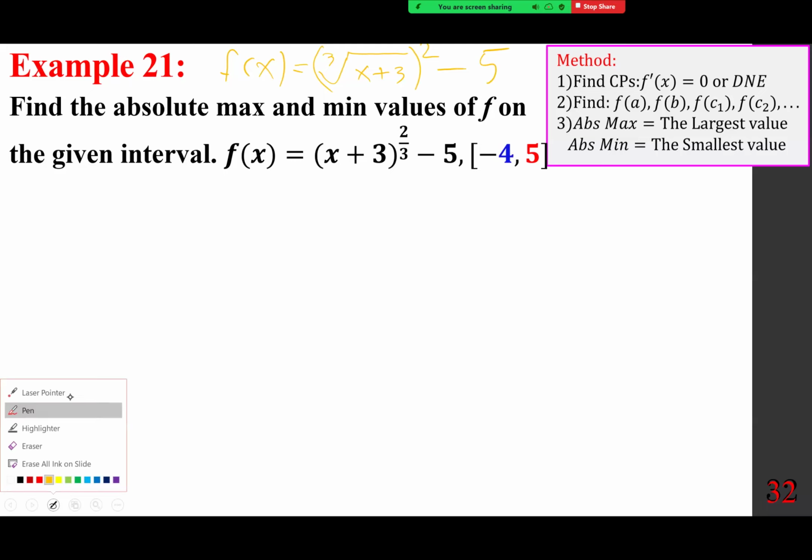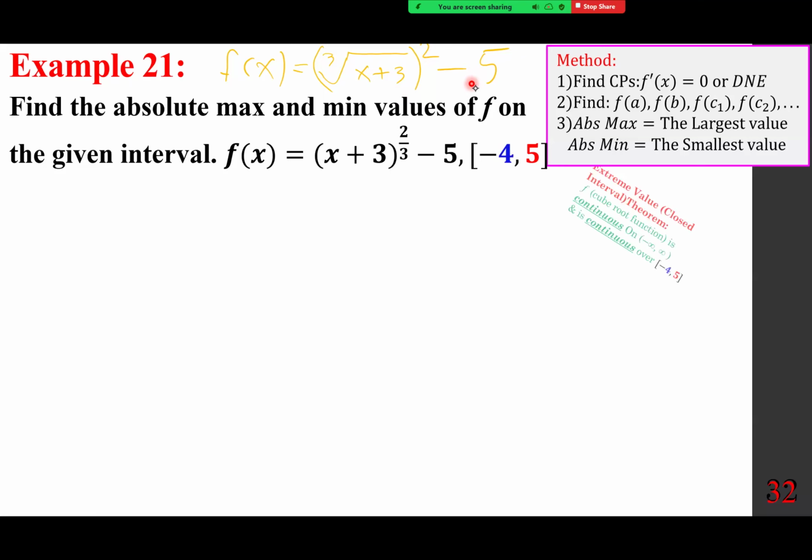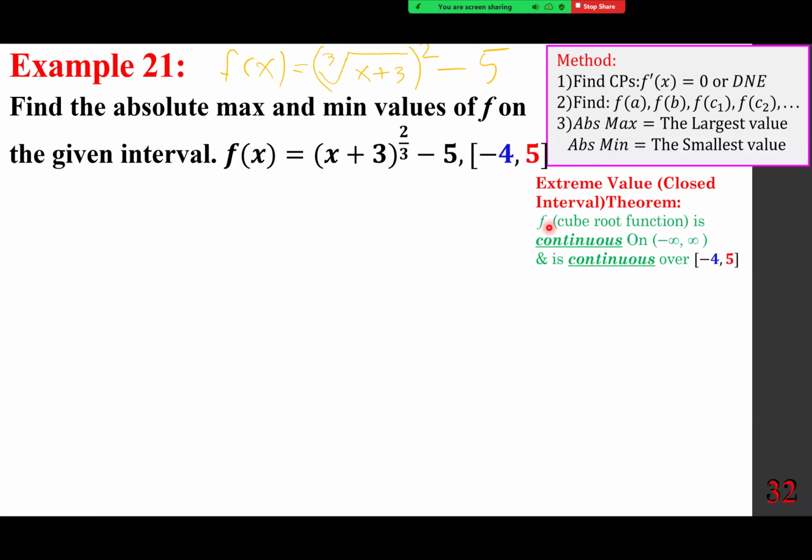As far as graphing, just to give you an idea, this is cube root of x, then you move it to the left by 3, square it. Remember, the portion which is positive gets larger, the portion which is negative flips over, becomes as large, and then move it down by 5 units. It's a cube root, and as you know, the domain of a cube root is all real numbers. Therefore, this function is continuous on negative to positive infinity, and is continuous over the given interval of minus 4 to 5.